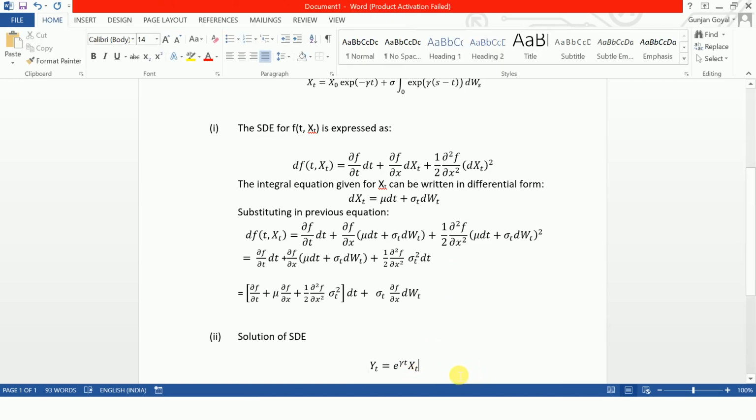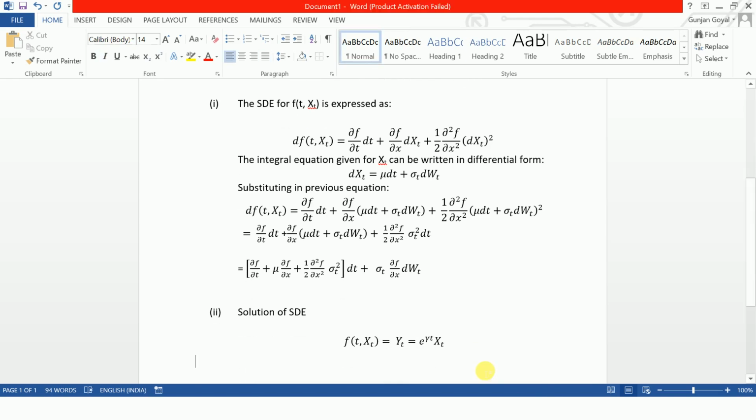This is a new equation, and now we let f of t comma Xt equal to our Yt, which is equal to e to the power gamma t Xt. Okay, and now we'll put this value in.